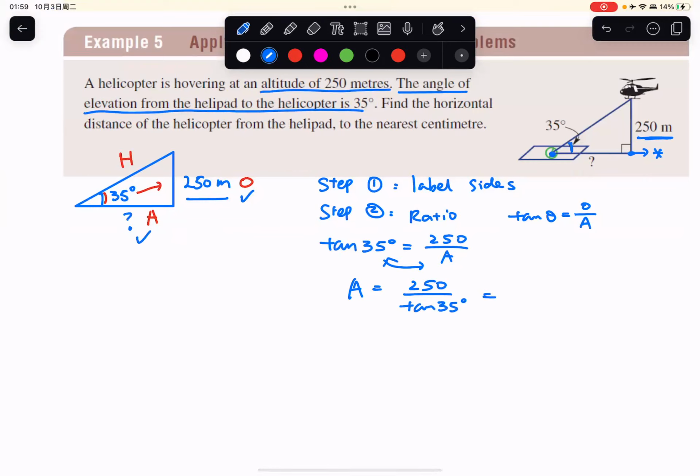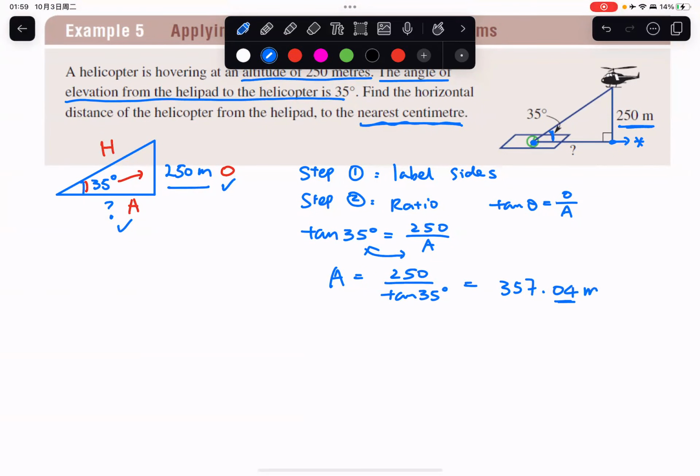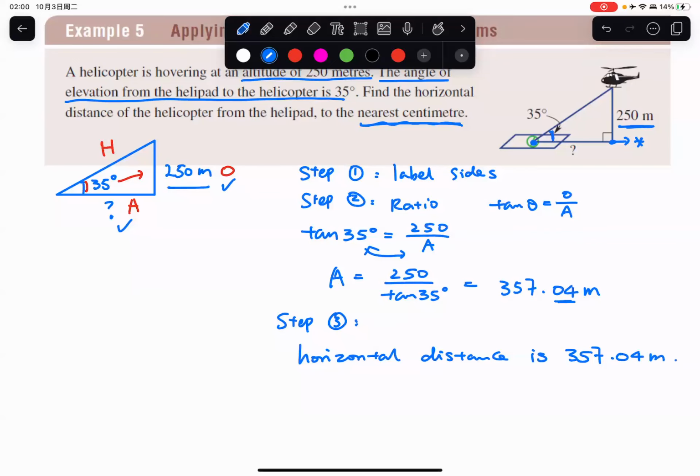Now you put this into the calculator. They said to the nearest centimeter, so your final answer will be 357.04. We keep it to the nearest centimeter. Not finished yet: you still need to include the unit, meters. And also step 3, we write a sentence: the horizontal distance is 357.04 meters. All right, finished.